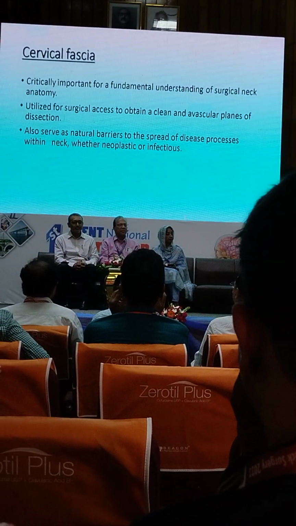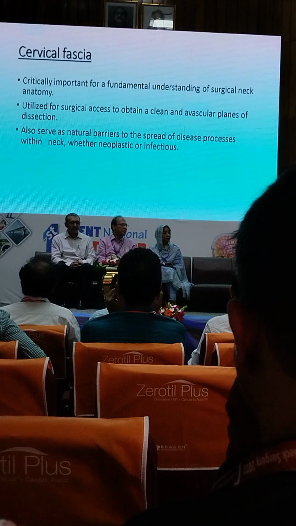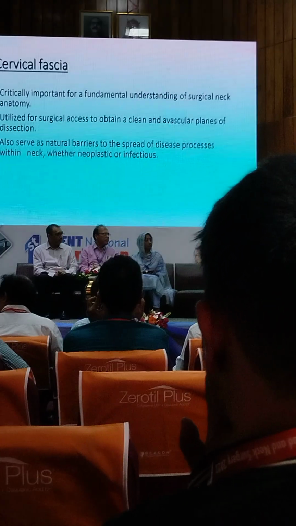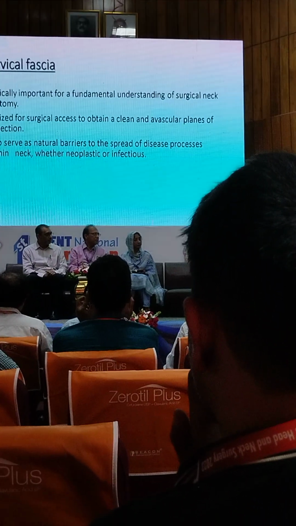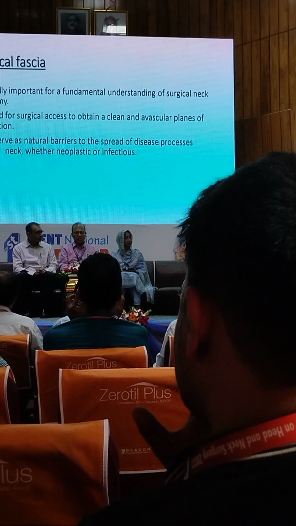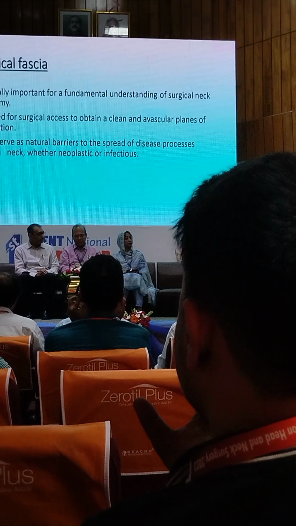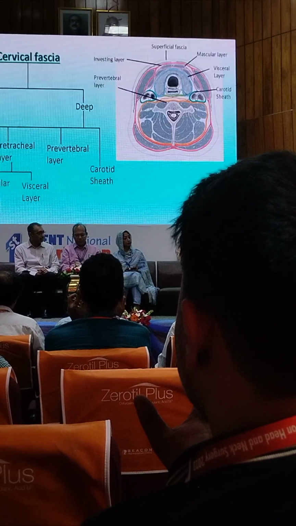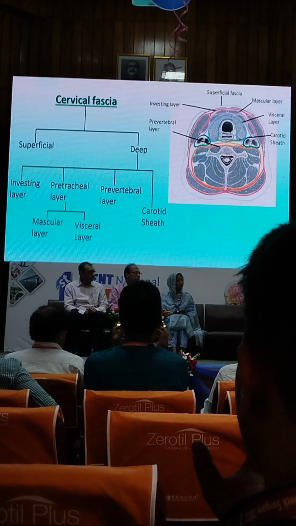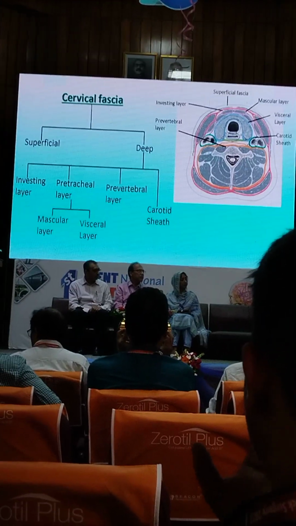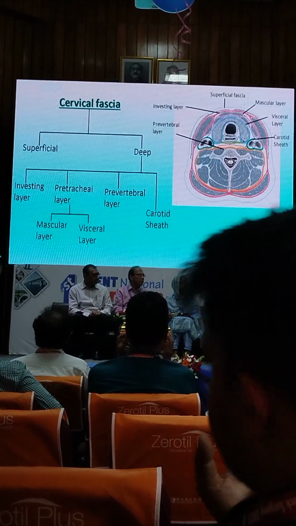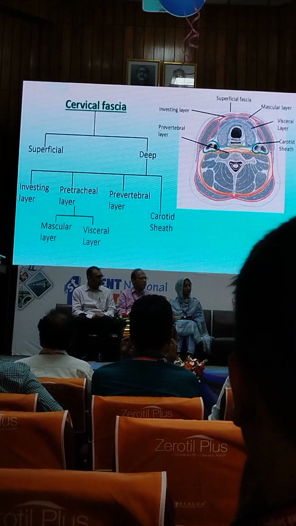Now the cervical fascia. Cervical fascia is critically important for a fundamental understanding of surgical neck anatomy. It is utilized for surgical access to obtain a clean and avascular plane of dissection, and it also serves as natural barriers. The cervical fascia is divided into superficial and deep fascia. The deep fascia is again divided into the investing layer, pretracheal layer, prevertebral layer, and carotid sheath.